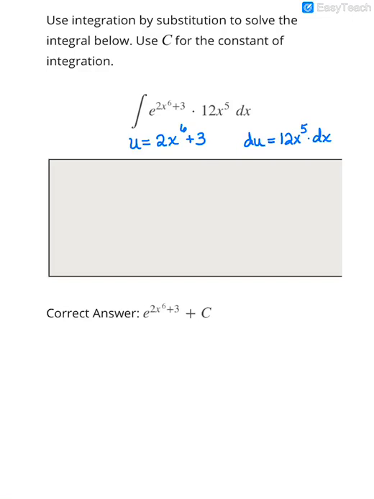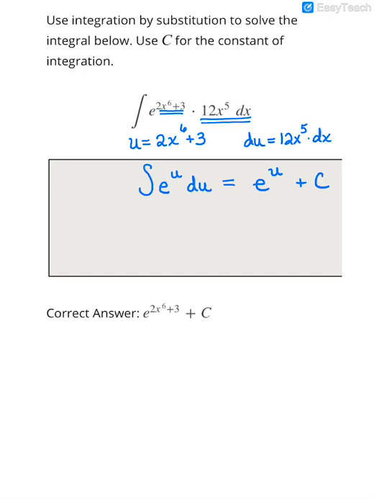So now we're going to substitute back into the original function. Notice we have an e, but in place of this 2x to the 6 plus 3, we're making our u substitution. And in place of the 12x to the fifth dx, we're just going to substitute the du, the derivative with respect to u. So now this is a lot easier to integrate because we know the integral of e to any power is just e to that power, and then plus your constant.